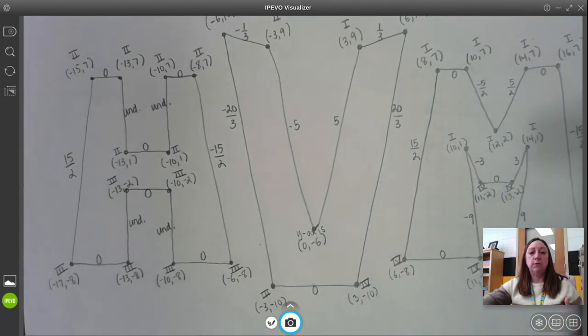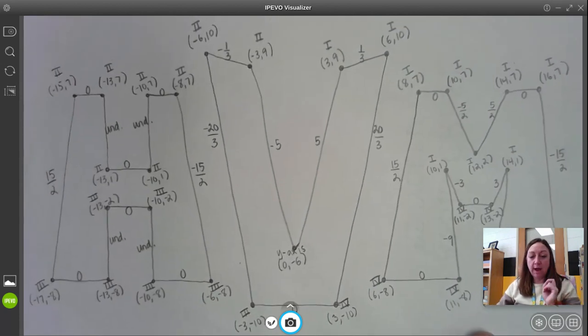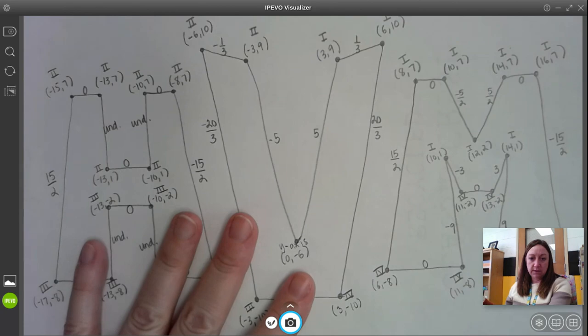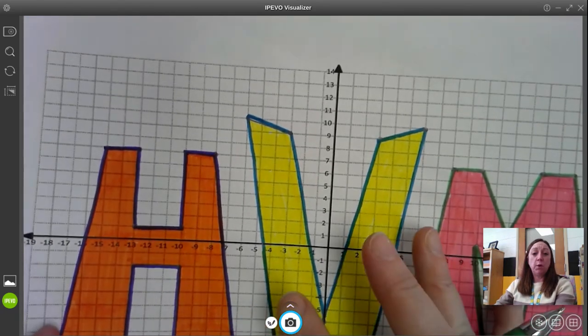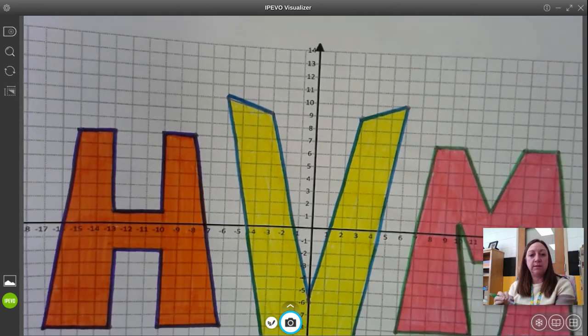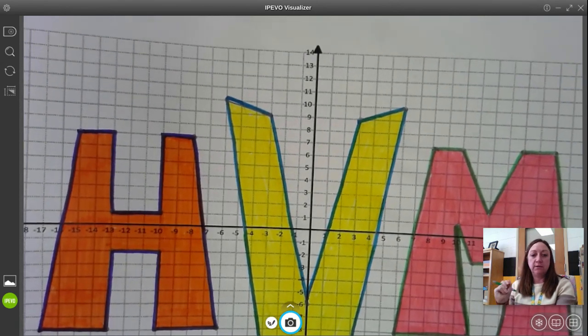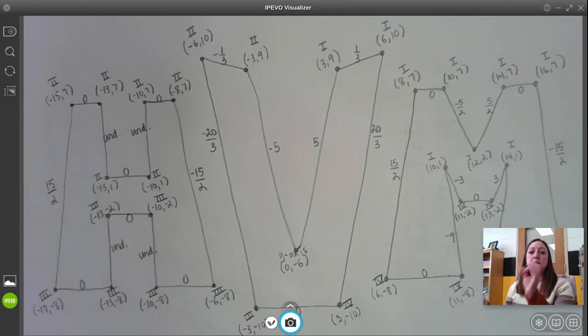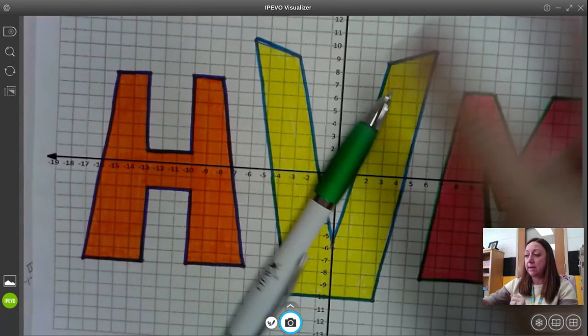So when you're finished, you're going to be turning in 2 documents. You're going to be turning in this one and then this one as well. If you want to do both of them on the coordinate grid, that's fine by me. Just make sure one of them is using a straight edge and you're coloring that in. The other one should have all of your coordinates, quadrants, and slopes on it.